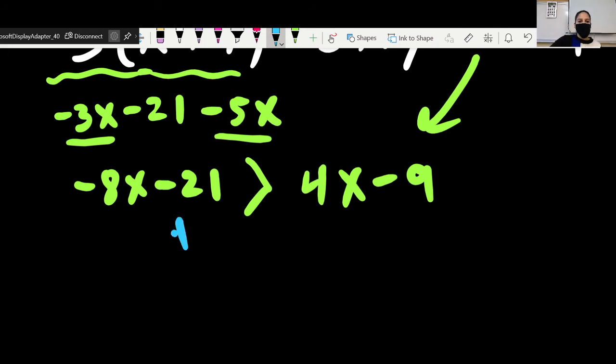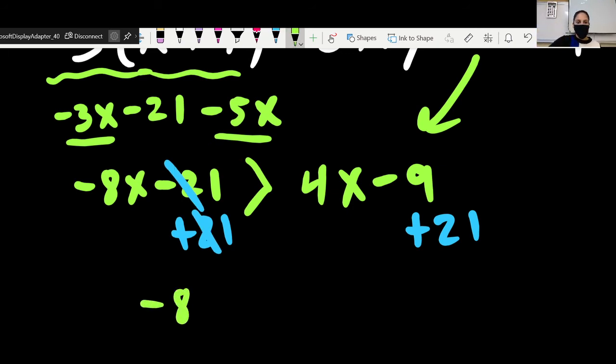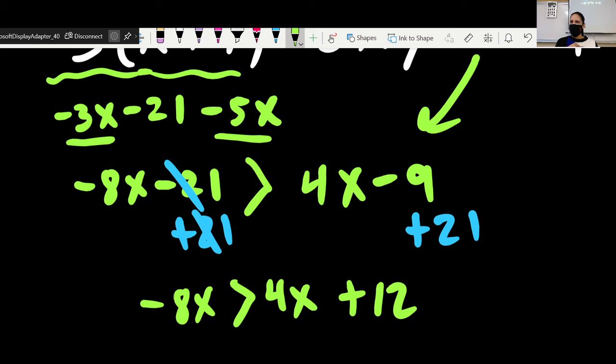Add 21 to both sides. Yep, we have options of how we could go through that, and that is a good option. So we would have negative 8x is greater than 4x. What is negative 9 plus 21? Or you could look at it the other way around. What's 21 minus 9? 12, everybody agree? Plus 12, we're going to have plus 12 at the end. Does that make sense to everyone?